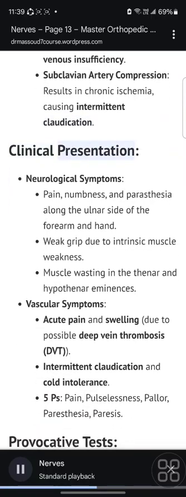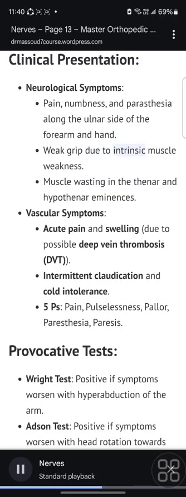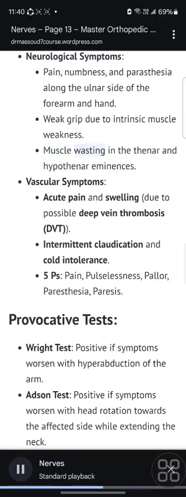Clinical presentation. Neurological symptoms: pain, numbness, and paresthesia along the ulnar side of the forearm and hand. Weak grip due to intrinsic muscle weakness. Muscle wasting in the thenar and hypothenar eminences.